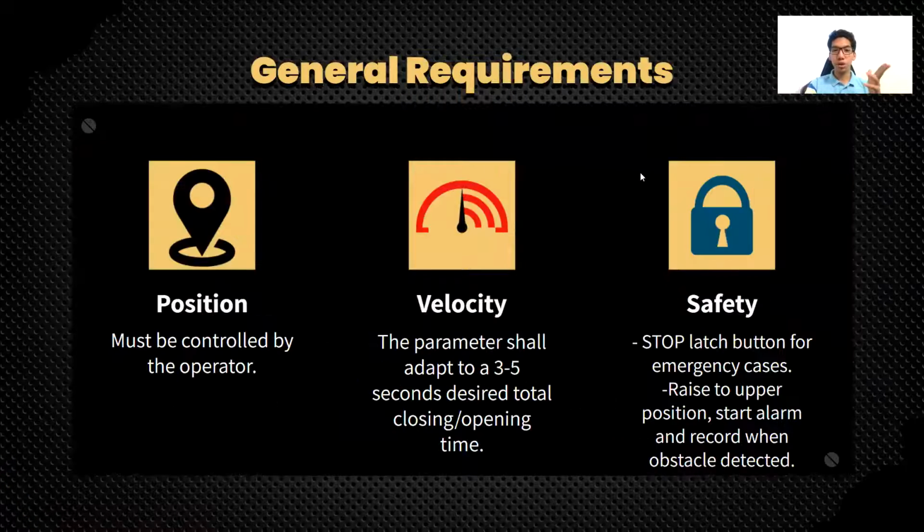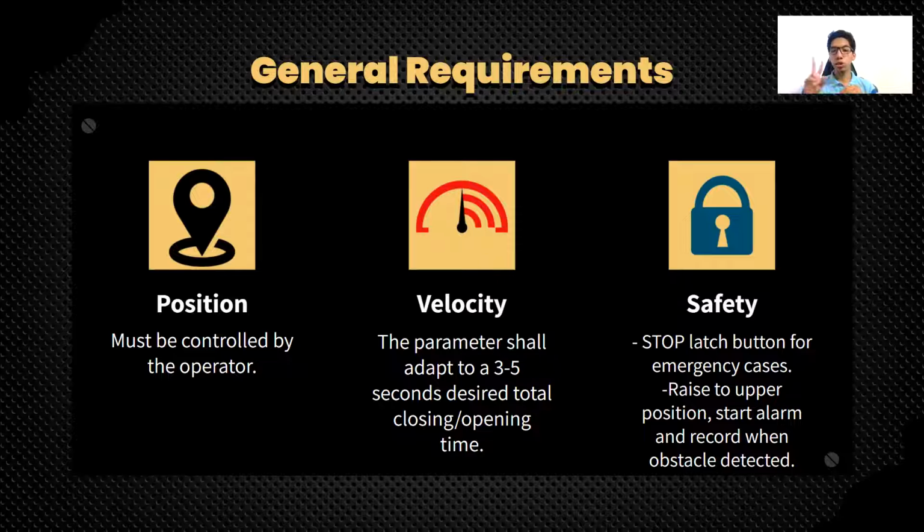Let's begin by analyzing the general requirements for both systems. Here we have three matters: position, velocity, and safety. About position, we know that it must be controlled by the operator. So we may add a display showing the precise position of the curtain, or we can add an input so that the user enters the desired position and the curtain achieves it by rolling up or downwards. About velocity, we know that this parameter shall adapt to a 3 to 5 second lapse for a total closing or opening time to control the accelerations and positions of the curtain system.